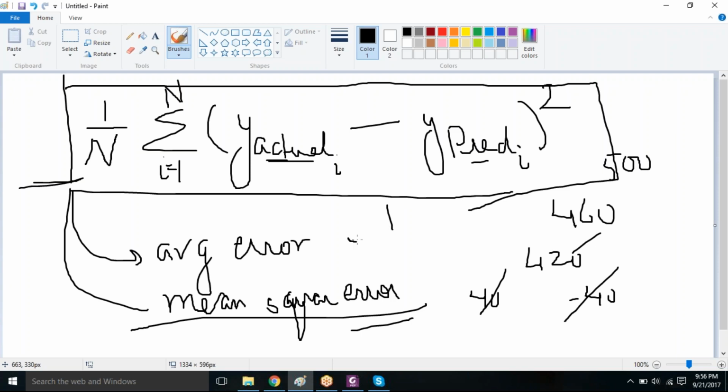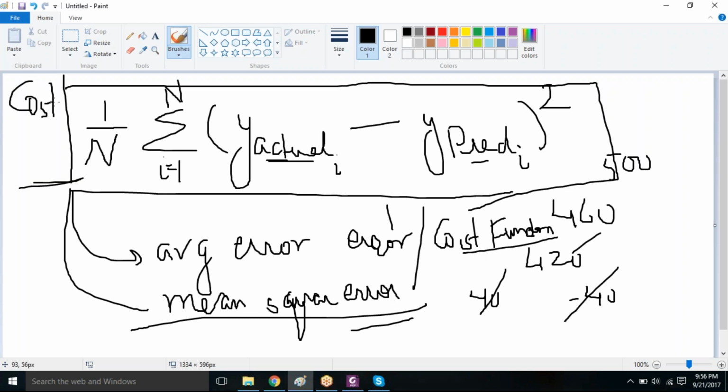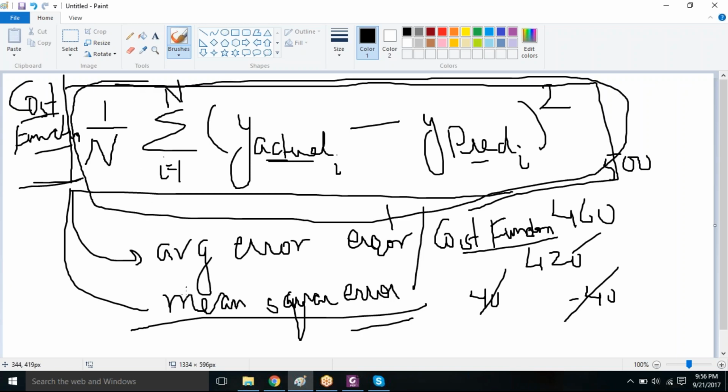This is basically my error. And in machine learning terminology, if you hear these people in videos, they will keep calling it a cost function. In fact, I am also going to use this word, because in machine learning we will be seeing a lot of models, and everywhere this cost function is the word we use. So basically, your cost function for linear regression is this. And most importantly, what is my objective? My objective is to minimize this cost as much as possible.